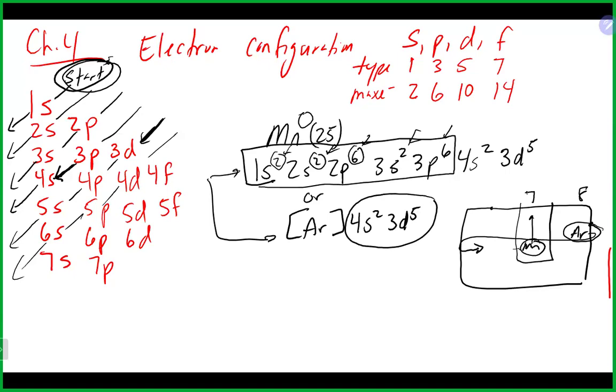Now, the number of valence electrons, which is the outermost electrons, again, if we looked at something like magnesium, which is 12, once again, it would be 1s2, 2s2, 2p6, 3s2.